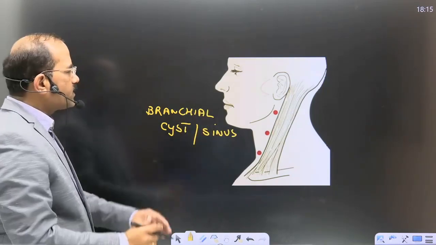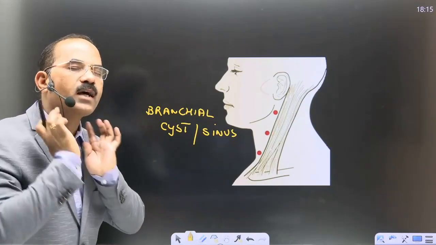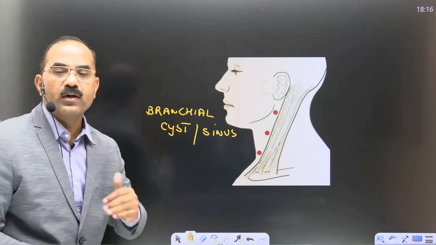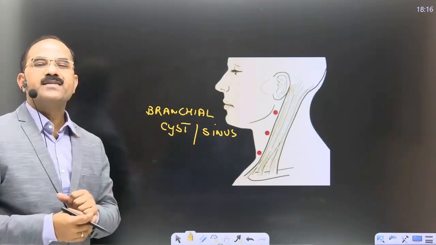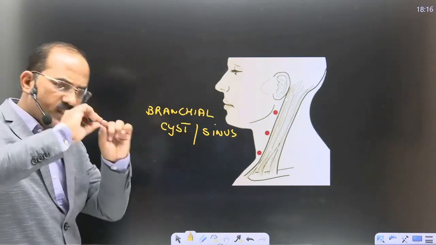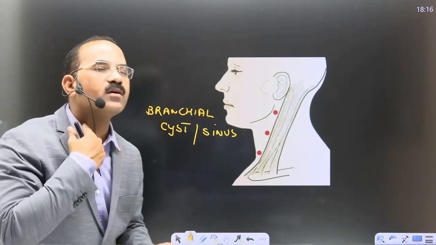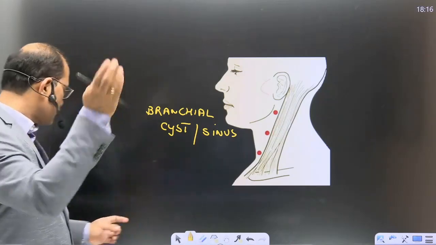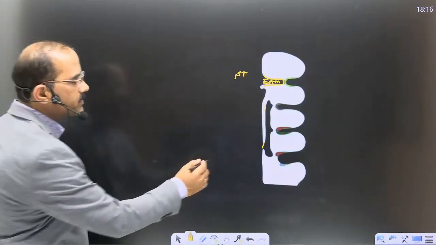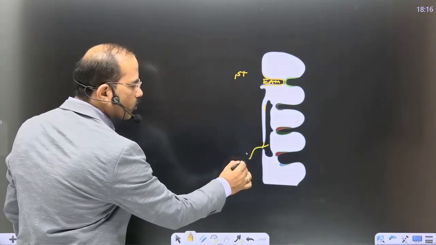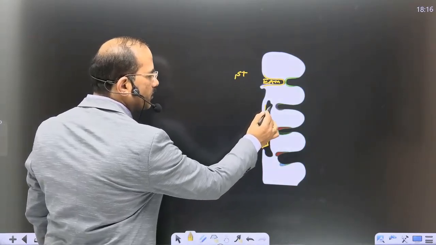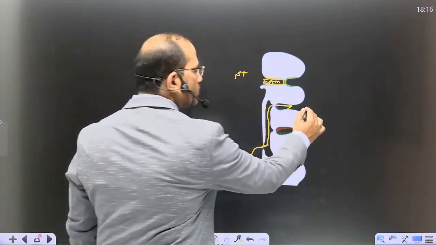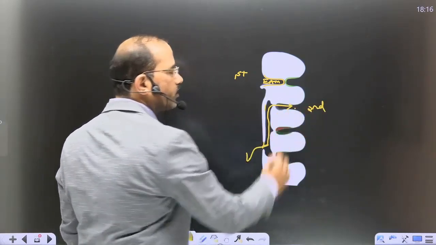So if the second ectodermal cleft does not fuse with the last one, we get a small opening in front of the sternocleidomastoid, and this is what we call a branchial cyst or a branchial sinus. And suppose this tract is open here on the anterior border of sternocleidomastoid, and it is open inside also, it communicates inside also, in the region of the second endodermal pouch.